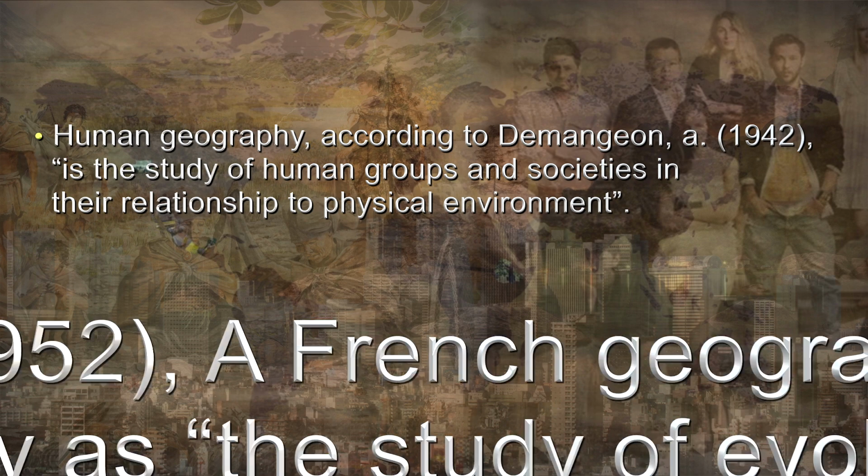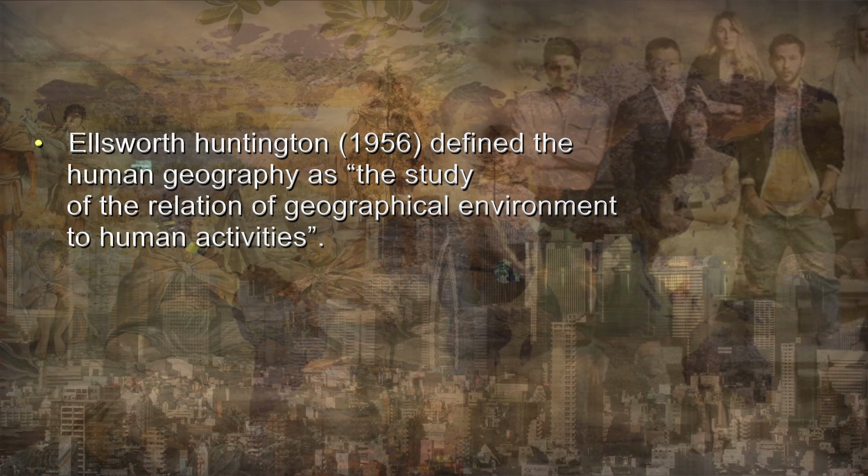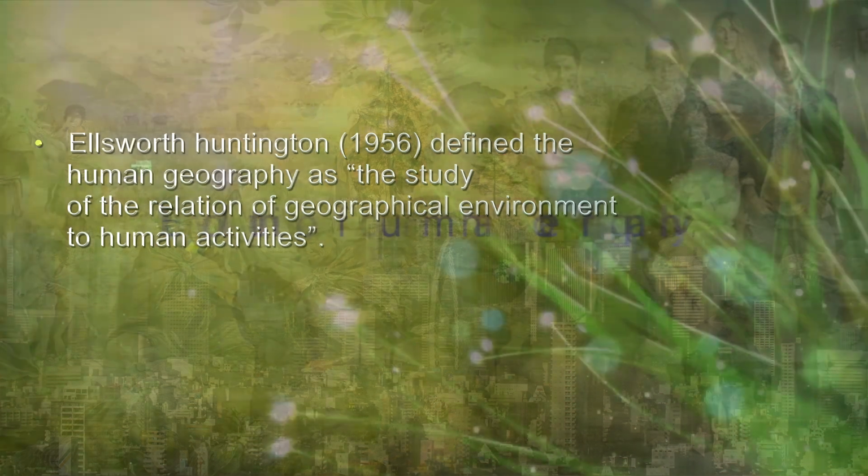According to another definition, it is the study of human groups and societies in their relationship to the physical environment. Jean Brunhes, a French geographer, defined human geography as the study of the evolution, retrogression and progression of human phenomena, which, like all terrestrial phenomena, never remain stationary. Huntington defined human geography as the study of the relation of geographical environment to human activities.